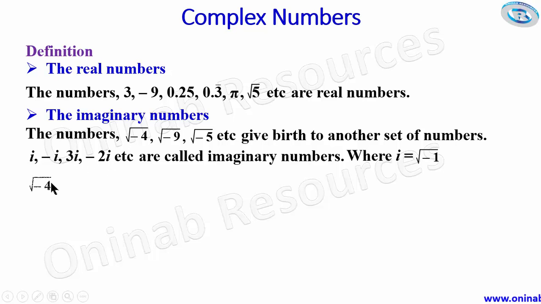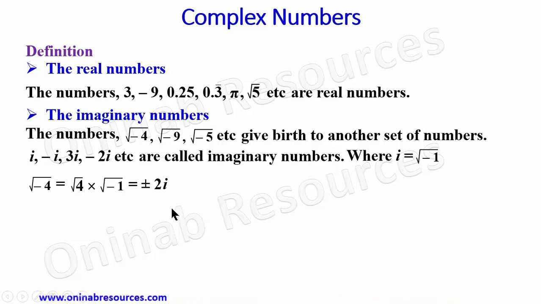So from here we can have square root of -4. Since -4 can be written as 4 times -1, we have it as square root of 4 times square root of -1. And we all know square root of 4 to be plus or minus 2. And this root of -1 is i. Here, the square root of -9 can be written as positive or negative 3i, and so on. These are called the imaginary numbers.